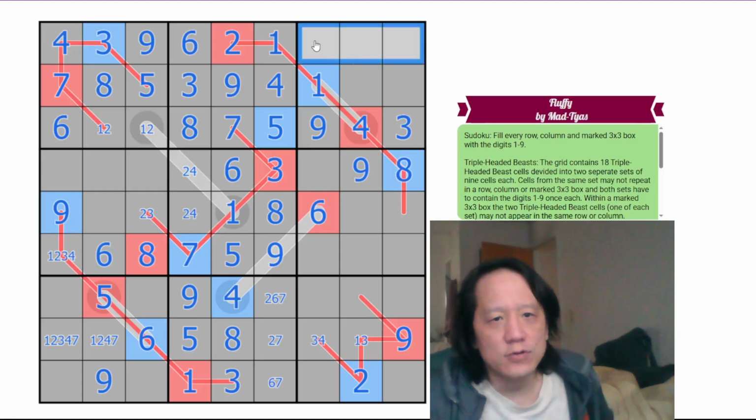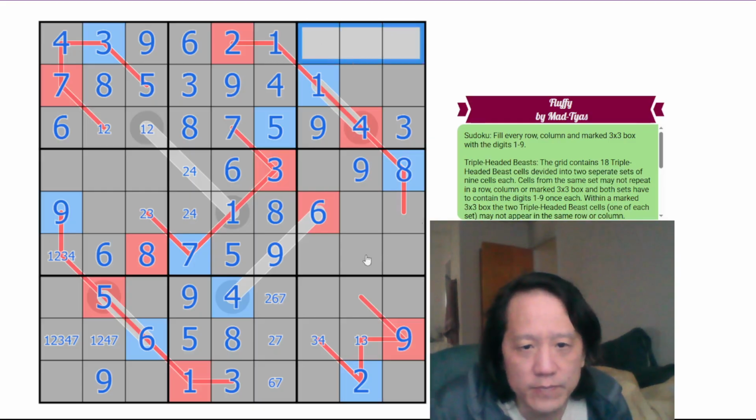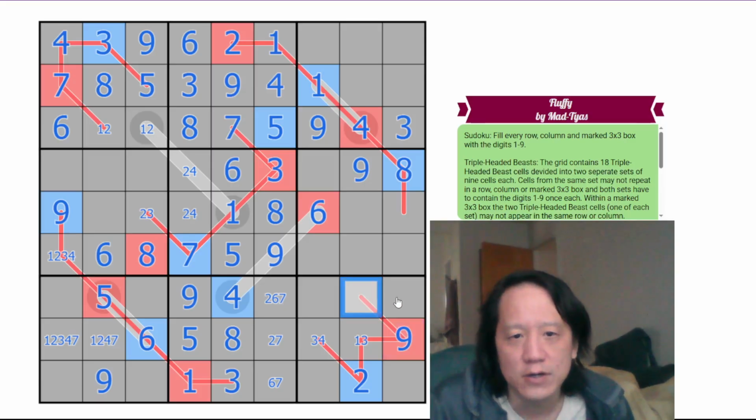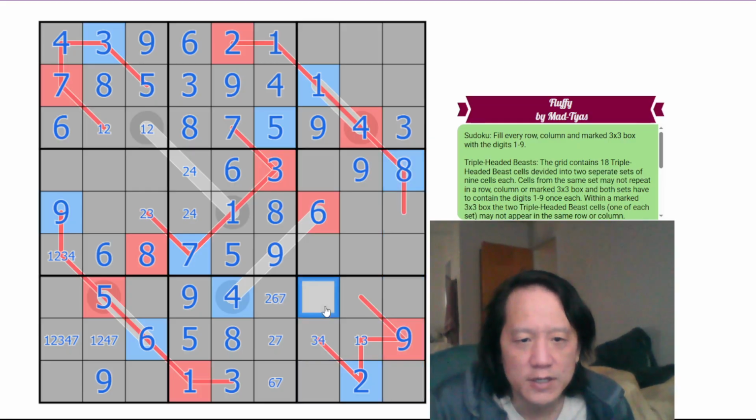Remaining digits in row 1. Oh, again, this is a sum of 2, 6, and 8. That's 16, which is 9. 16 minus 9 is 7 at most. So 8 cannot be here. 8 cannot be here in box 9, so 8 has to be one of these two in column 7, which eliminates 8 here.